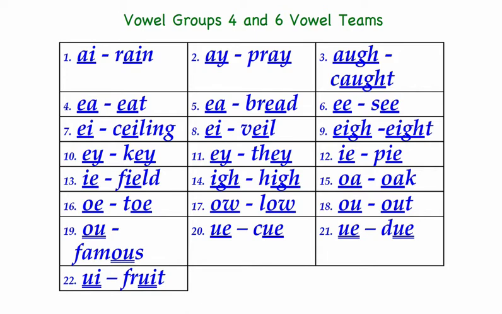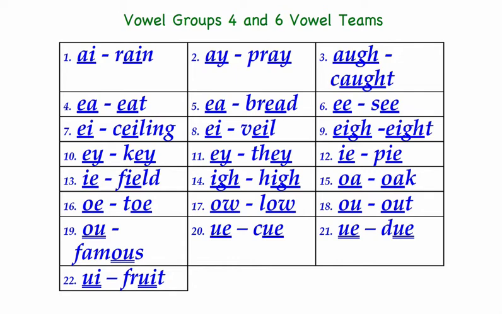EY can represent one of two sounds. In the word key, EY is representing the long E sound. That is a vowel group 4 team. In the word they, EY is representing the long A sound. There it is a vowel group 6 team.